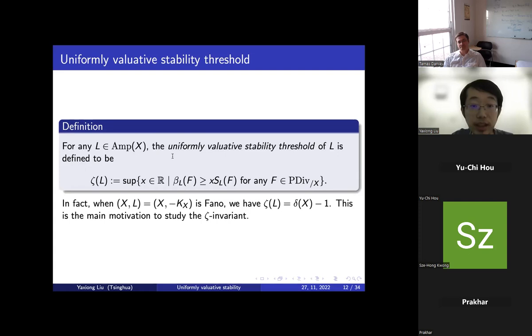So for any ample divisor, we can define a uniformly valuative stability threshold of L. It is defined as theta_L, the supremum of slopes such that beta_L(F) is bigger than the slope times S_L(F). So if this theta_L is strictly positive, then it is equivalent to uniform valuative stability. In fact, when L equals -K_X, the Fano case, we have theta_L equal to the delta invariant minus one. This is the main motivation to study the theta invariant.